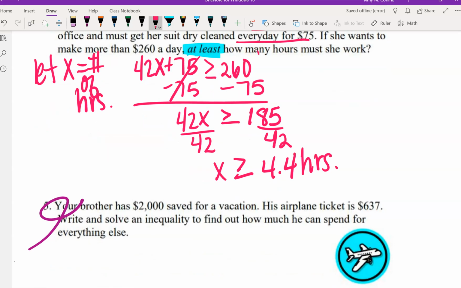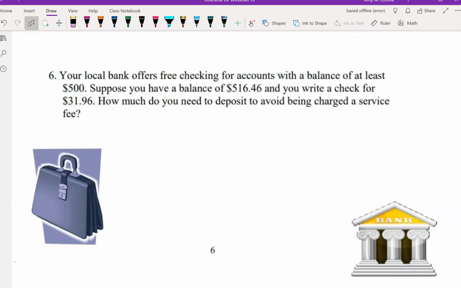Okay, so I want to go down. I want you to do number 6 on your own. So go ahead and read it to yourself. Underline, highlight, do everything you normally need to do. Go ahead and do that now.